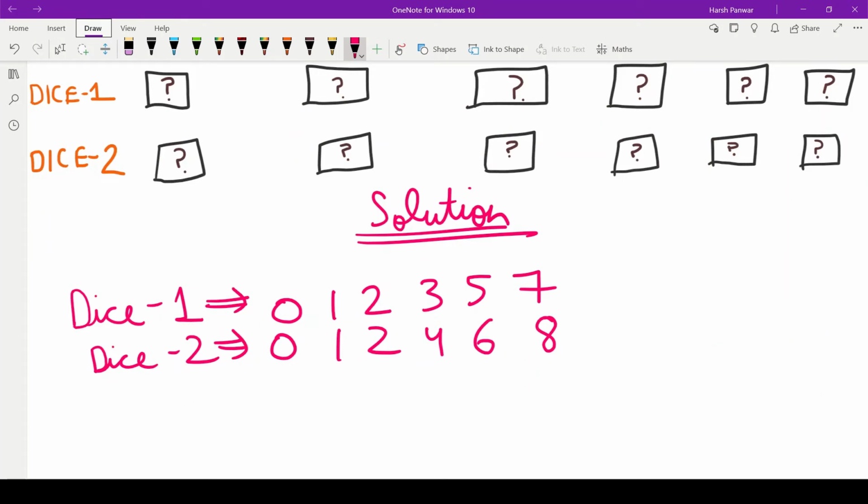So let's come to the solution of the problem. The solution says you must number the six faces of the first dice as 0, 1, 2, 3, 5, 7, and you must number the six faces of the second dice as 0, 1, 2, 4, 6, and 8. If anyone of you got the right answer, a very big congratulations. Now, let's see how we actually got this answer.